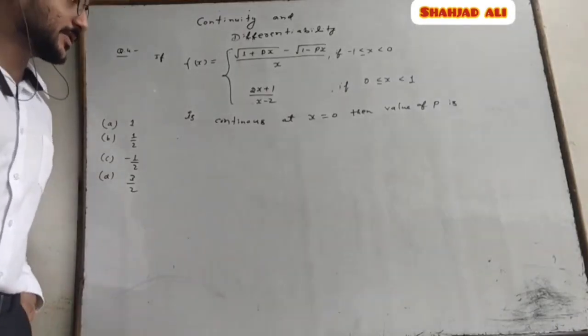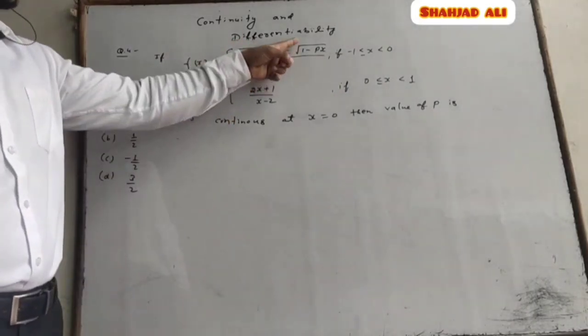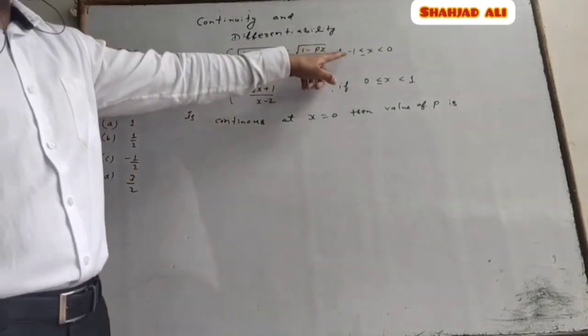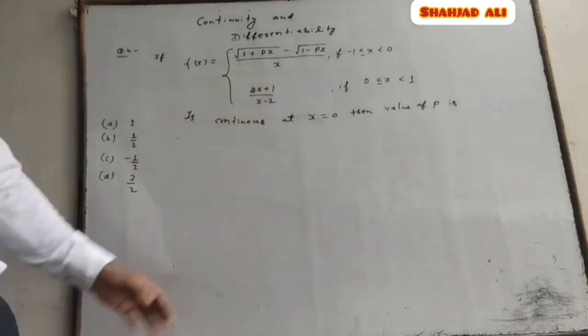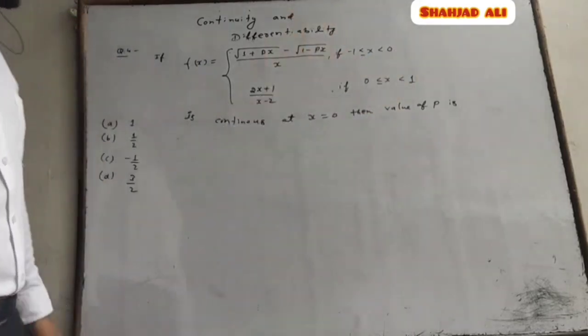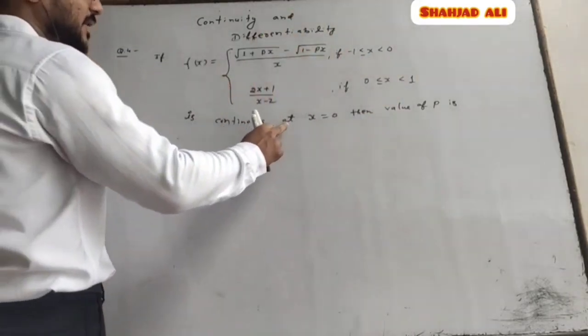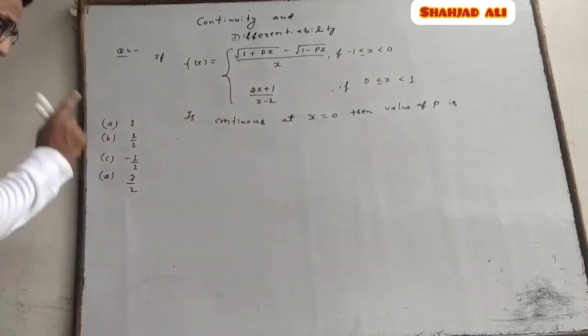Okay, so this is the next question. If f(x) is root of 1 plus px minus root of 1 minus px, upon x, if minus 1 is less than or equal to x less than 0, and 2x plus 1 upon x minus 2, if 0 is less than or equal to x less than 1, and this function is continuous at x equal to 0, then the value of p is 1, 1 by 2, minus 1 by 2, or 3 by 2.